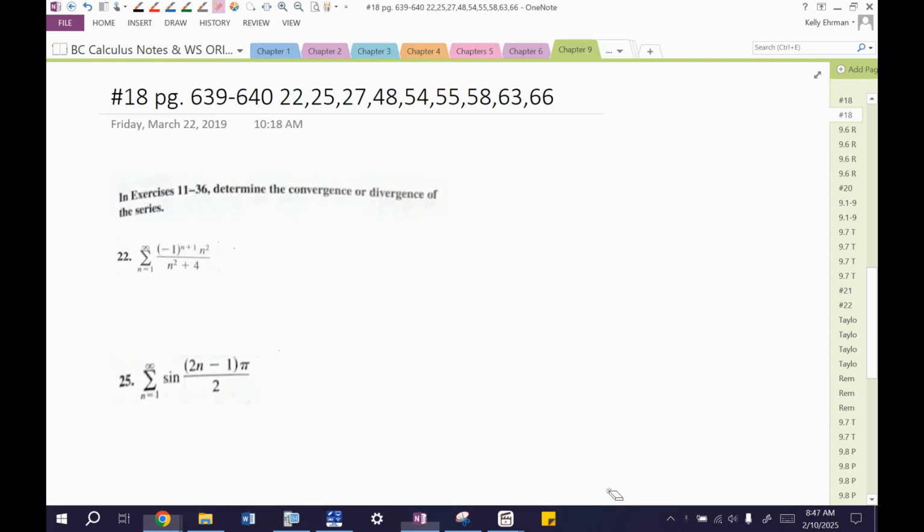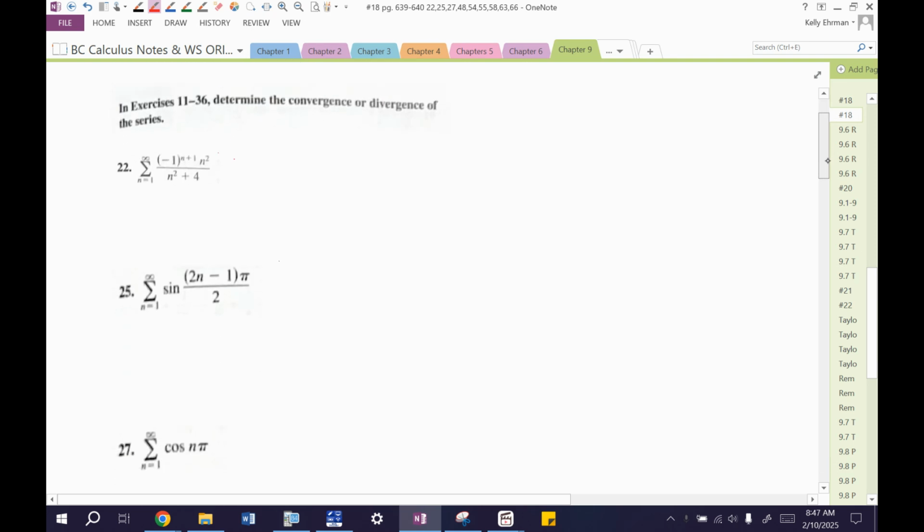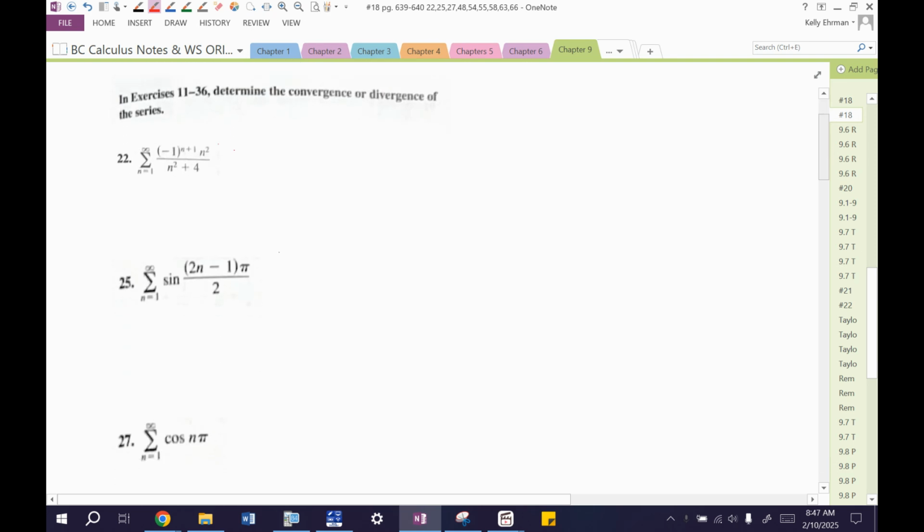All right, homework number 18. This follows day 2 of our alternating series notes. The first section just says determine the convergence or divergence of the series. So as soon as I see a -1 to a power, I'm thinking of running through the alternating series test.